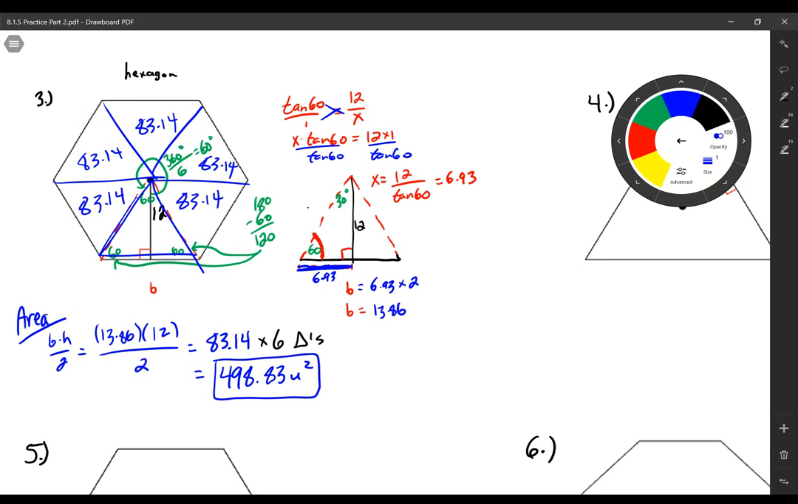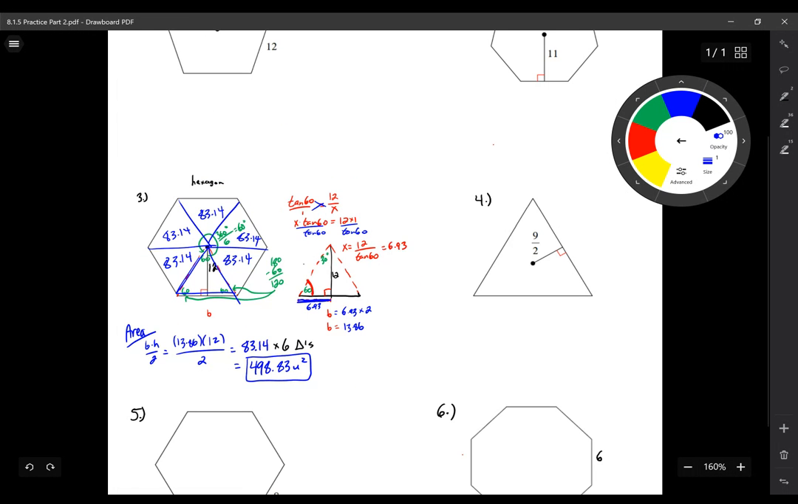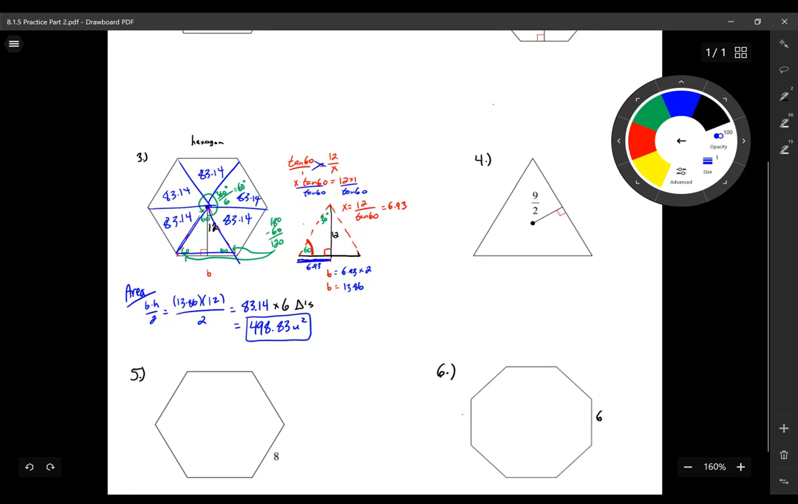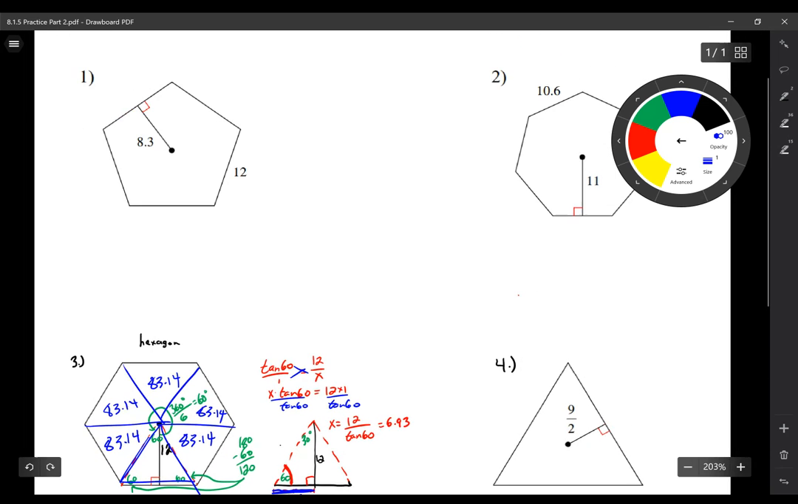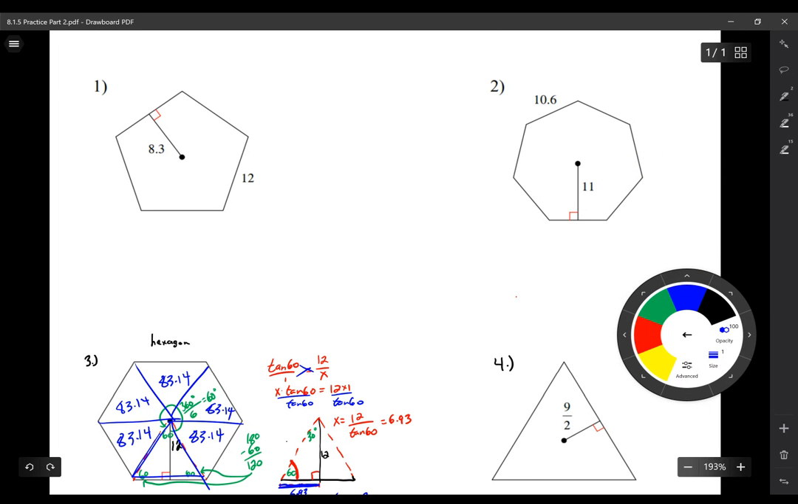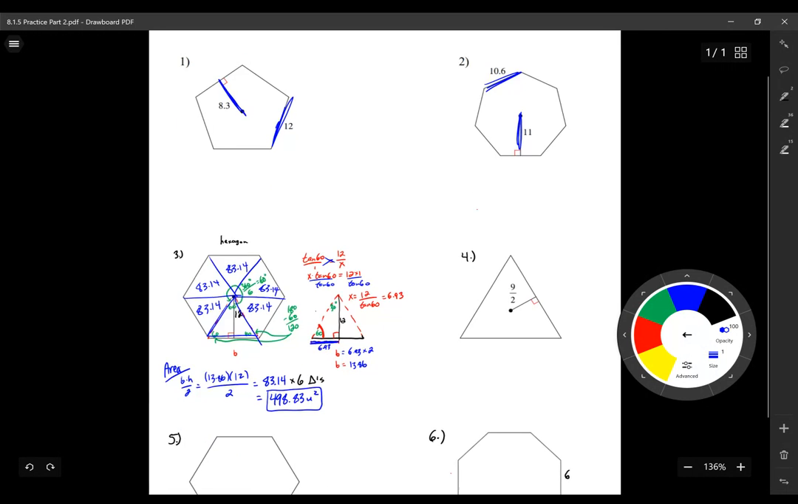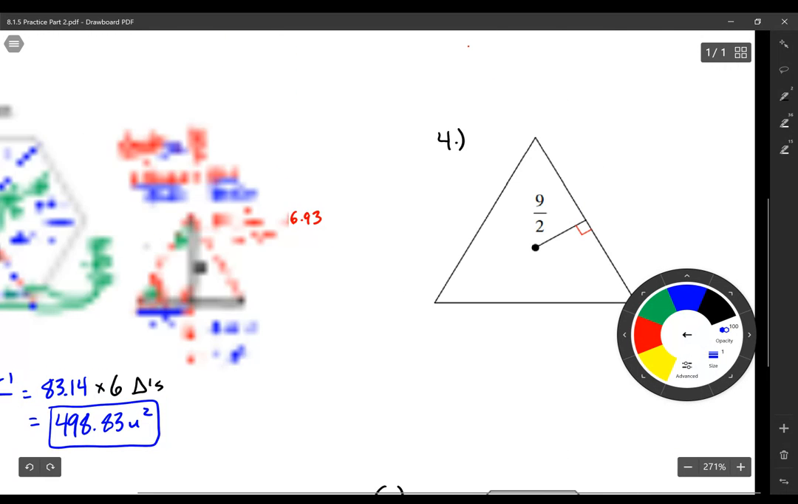So same idea applies to all of these other questions. Some of them are easier. The first couple, again, I'm not going to give you the answers, but the first couple are a little easier because you already have the height and the base for the question. So you just have to find the area of those triangles. This one, a little more difficult.